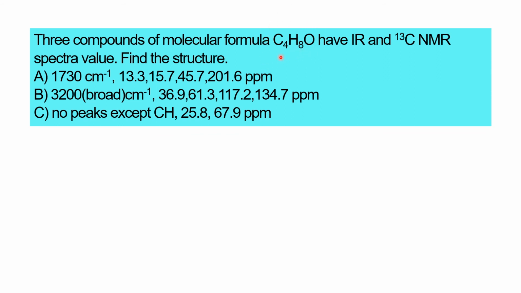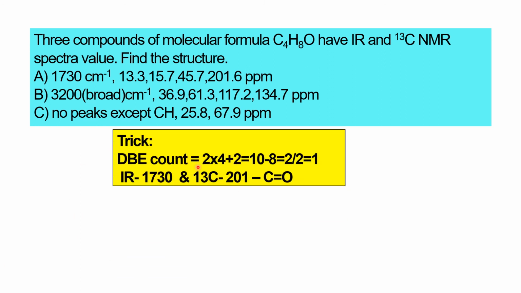How many double bonds are there? So how to find out? 4 2s are 8, 8 plus 2 is 10, 10 minus 8 is 2. 2 divided by 2 is 1. Only one double bond is there in all the 3 compounds. Okay. And check. As I said here, only one double bond is there in all the 3 structures.